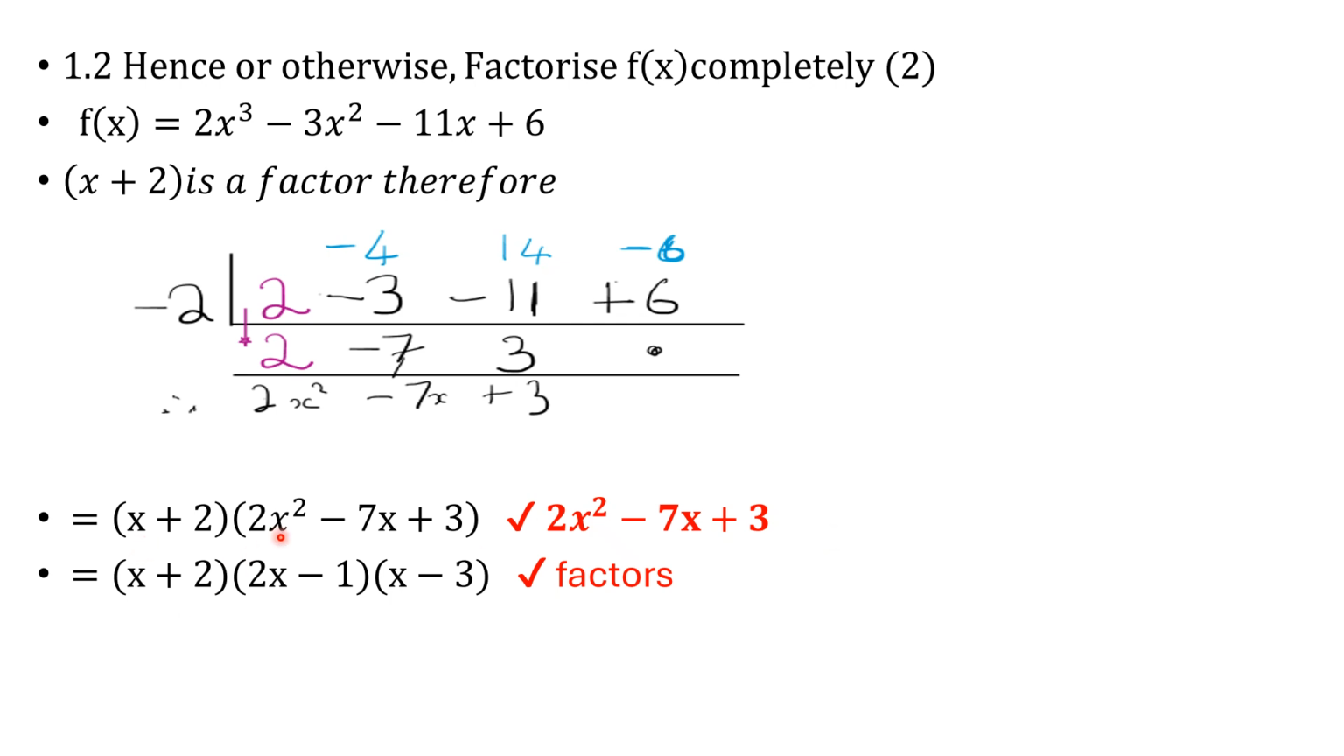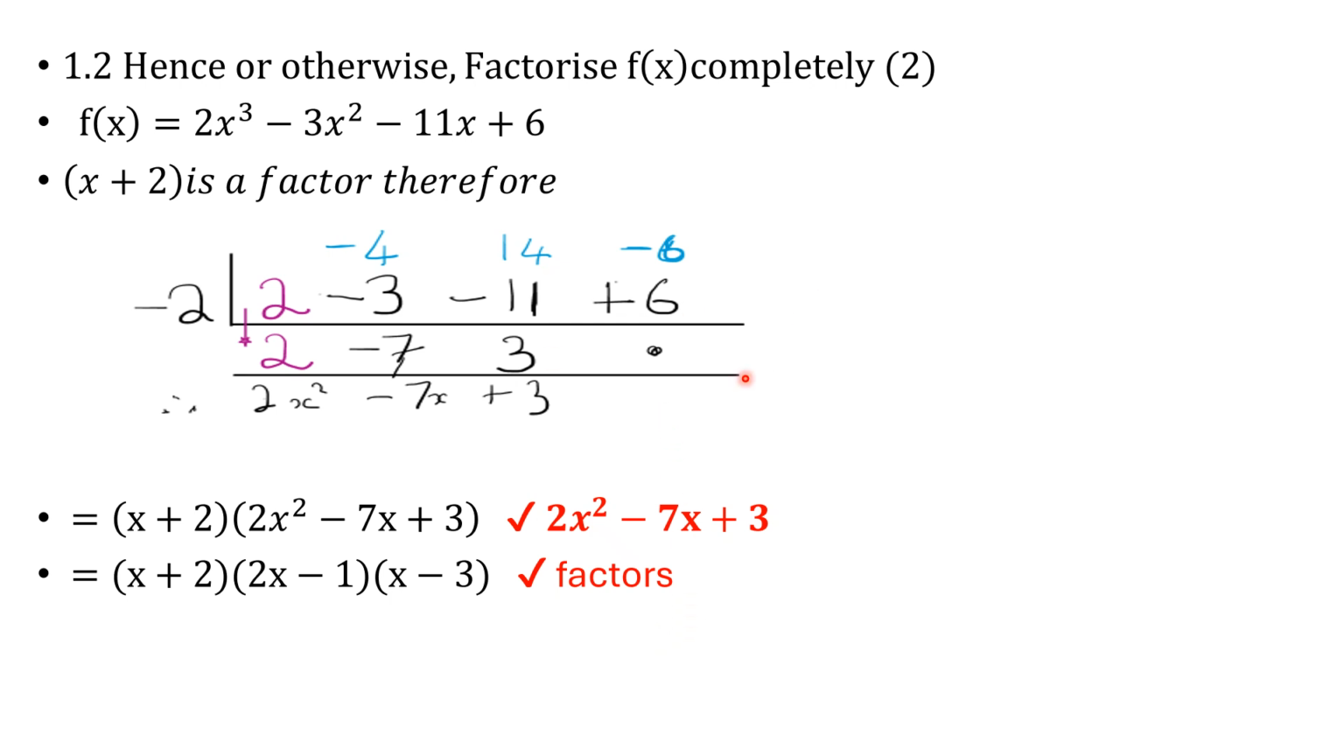Then factorizing 2x squared. 2 is a prime number, so can only be 2 times 1. 3 is also a prime number, so can only be minus 1 times negative 3. Negative 3 times 2 gives me negative 6. Minus 1 times x, minus 1x, minus 6x gives me minus 7x. So 1 mark for 2x squared minus 7x plus 3. 1 mark for factors. So hope we're together so far and you're still understanding.